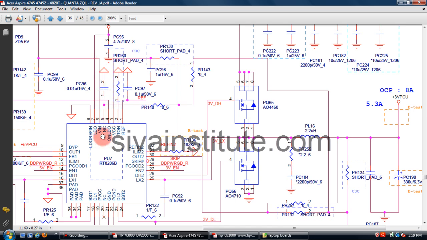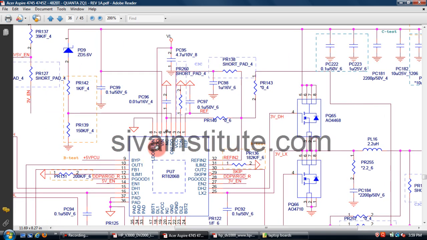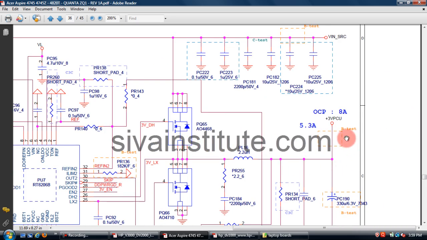And see here, the LDO on pin. When you give voltage to the LDO on pin, just like a shutdown pin, that means when you give LDO on voltage, the output will come out from this IC. Only from this IC 5 volts comes out, this voltage goes to the enable pin, and this voltage comes out from this pin. This voltage goes to the SIO pin. Without pressing the power button, this voltage comes out from this place.